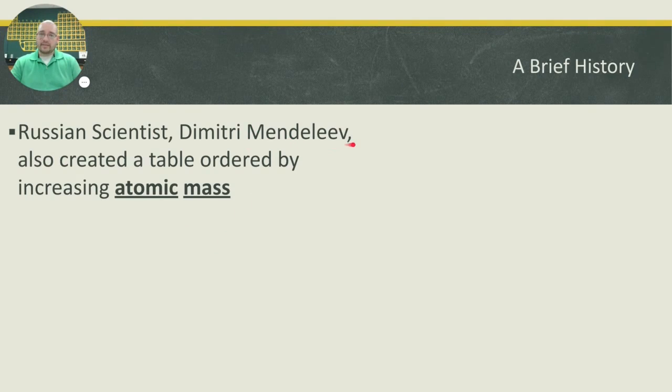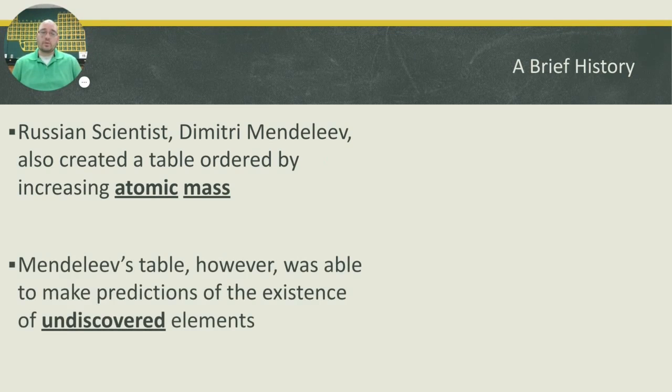It's Mendeleev. He is Russian, so that's the way it's pronounced. I mean, if you said it the other way, it's okay, but that's not the correct way to pronounce it. Anyway, at least not that I was told. So Dmitri Mendeleev created this table. Now, Mendeleev's table was able to do something that Meyer's table couldn't. Mendeleev was able to make predictions of the existence of undiscovered elements.